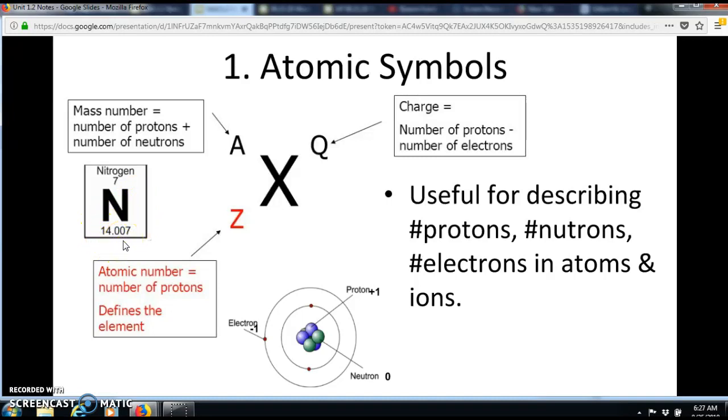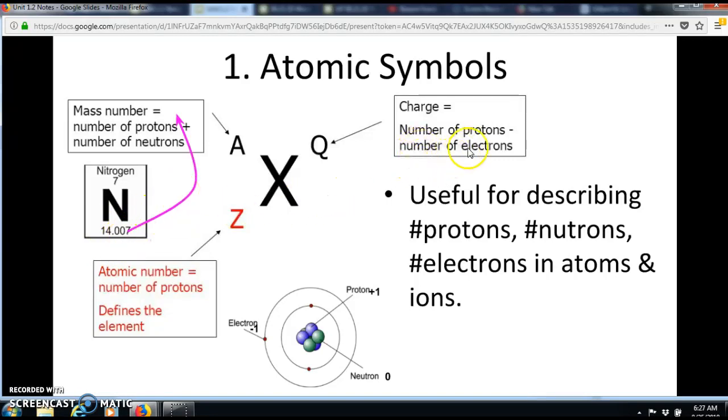However, even though the average atomic mass and the mass number are not the same, they're approximately the same. So what you can do is determine the mass number for the most common isotope by just rounding this number to the nearest whole number. So here for nitrogen, we would round this to 14.